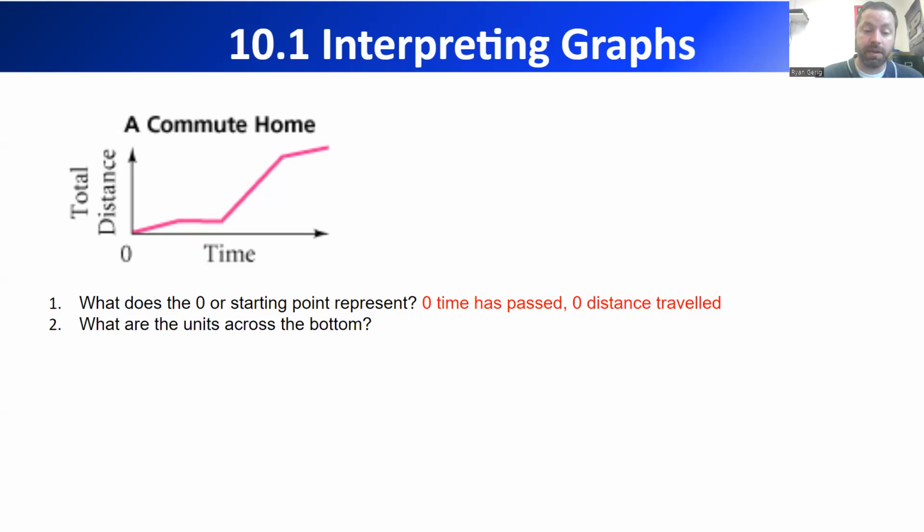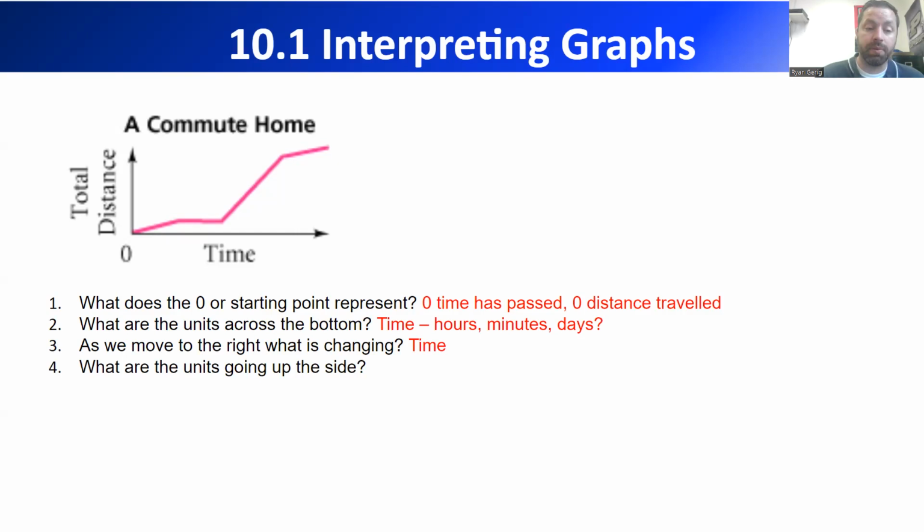What are the units across the bottom? Time. But do we know what type of time? Is it hours? Is it minutes? Is it days? We don't know. The commute home could be a very long commute home. It's probably more in the realm of minutes or hours, but probably not days, but we don't know, and that's okay. As we move to the right, what is changing? So as you move to the right in this graph, what's changing is the time.